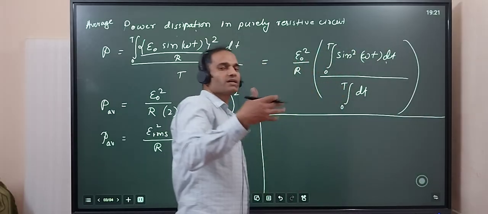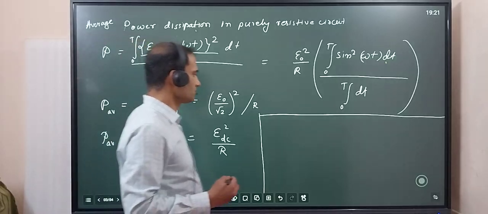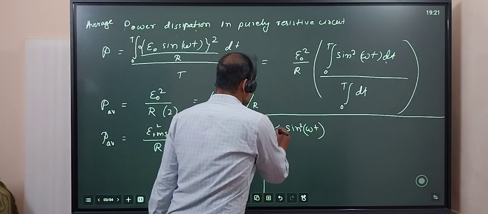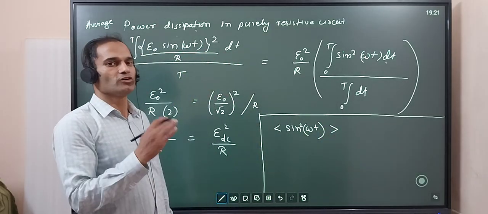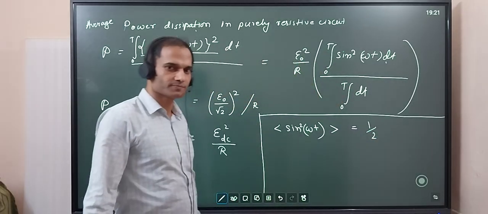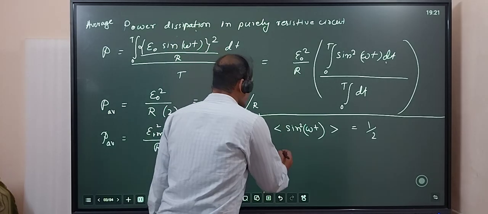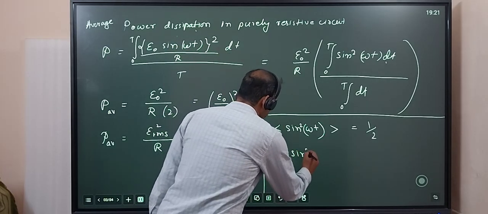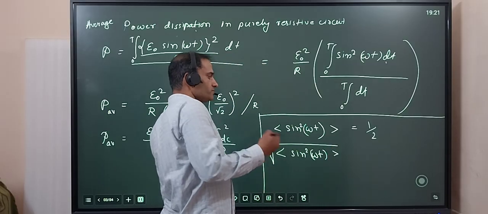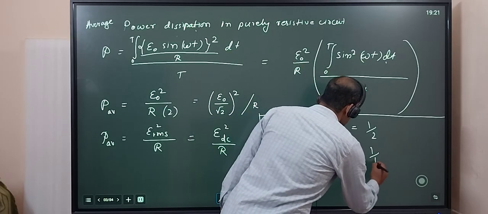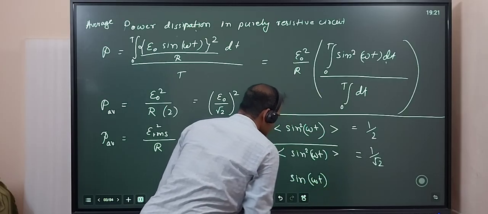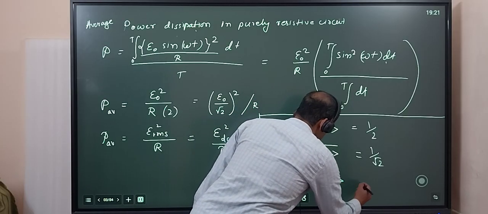We are doing some calculation again and again, so we need to avoid this. Okay, the average value of sine square omega t will be 1 by root 2. If you take the square root, basically this is the RMS value of sine omega t. This will be 1 by root 2. Okay, and the average value of sine omega t is 0.